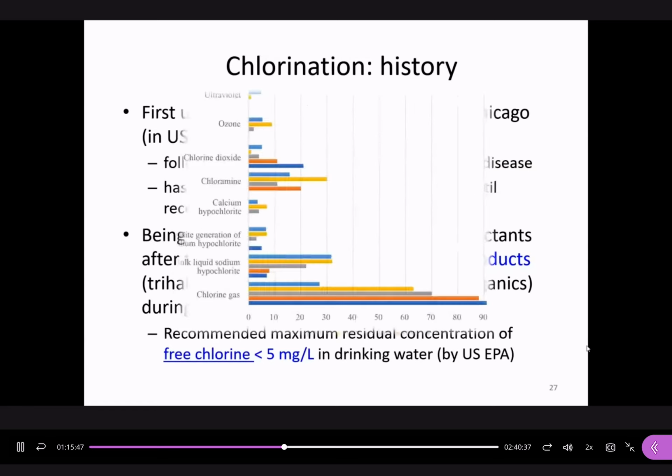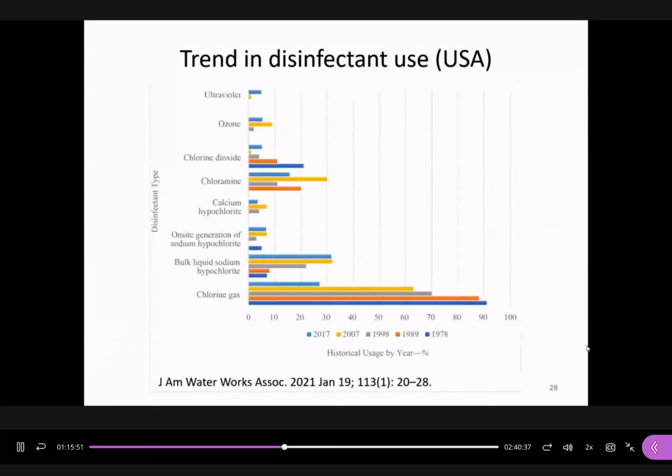Okay, and the trend in disinfectant use. This light blue is the year 2017, and dark blue is 1978. Look at the 1970s. Chlorine gas is the dominant disinfectant, over 90%. Others account for less than 10%.